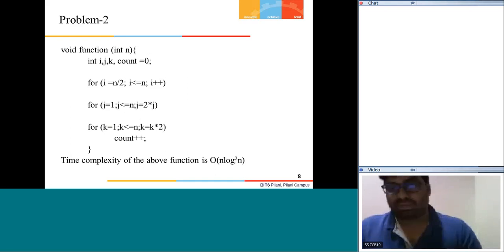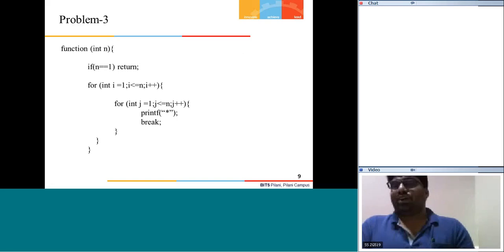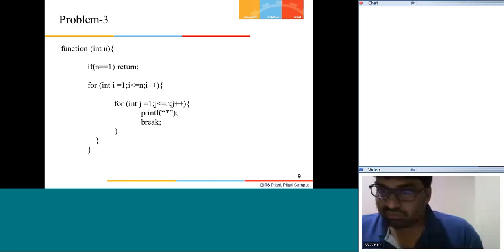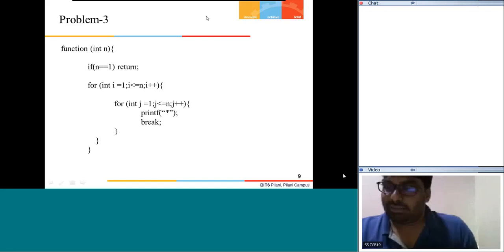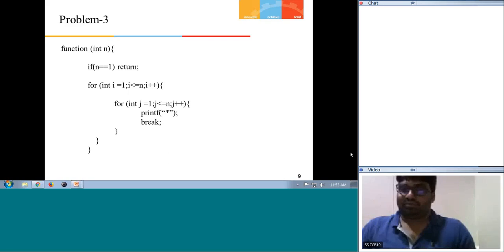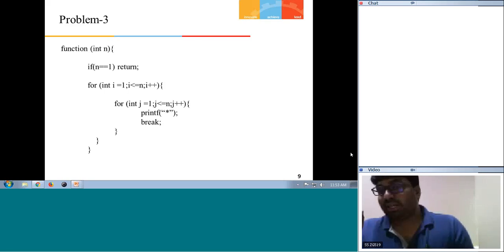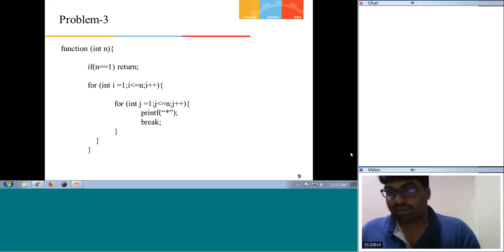Because n square log n is greater than log n or n square. Now this problem is similar, so I'm just skipping. This is self-explanatory. Say what is the time complexity for problem 3 here? There is a break statement. Order of n. Yeah, you did it yesterday, so I'm skipping the explanation.